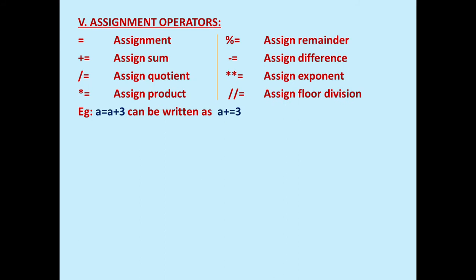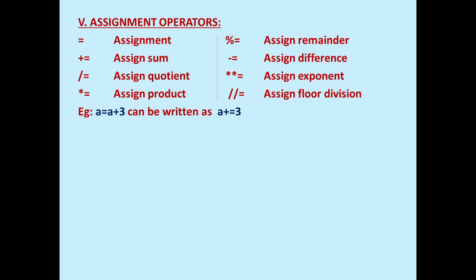Next we move on to assignment operators. The simple assignment operator in Python is equal to. That is, assigning a value to a variable can be done using this assignment operator. So what is this plus equal to? See the example. A is equal to A plus 3. So it can be written as A plus equal to 3.